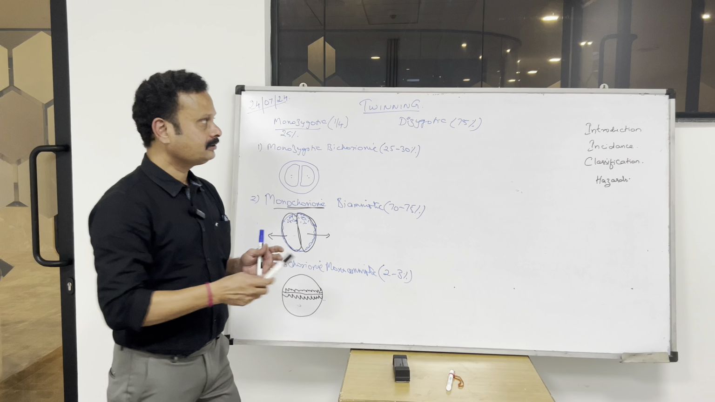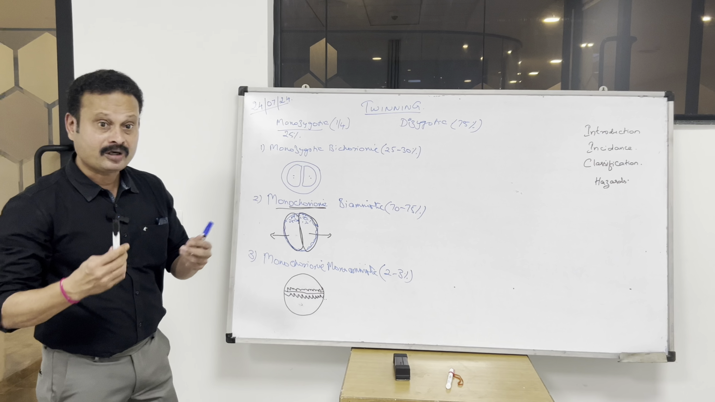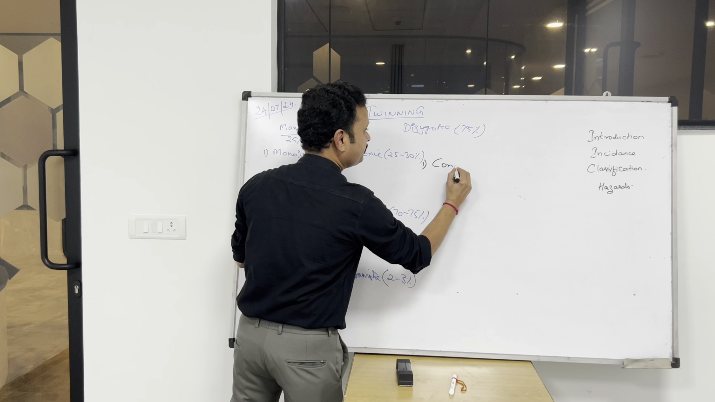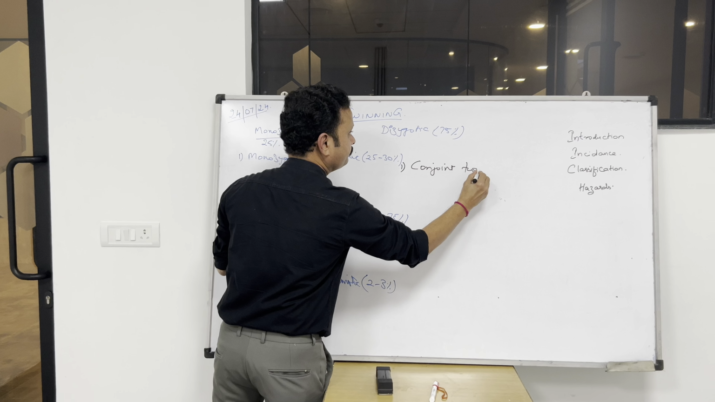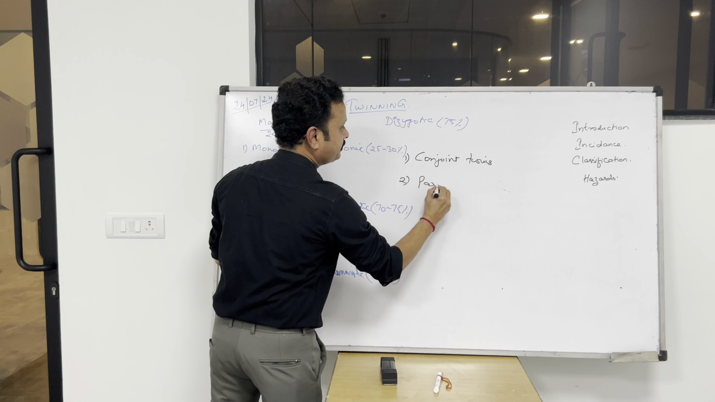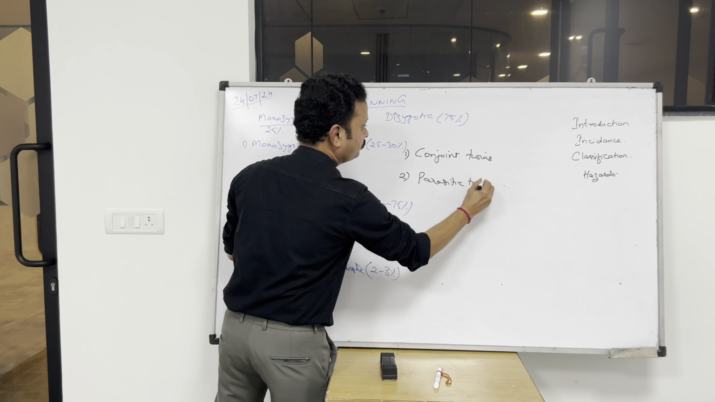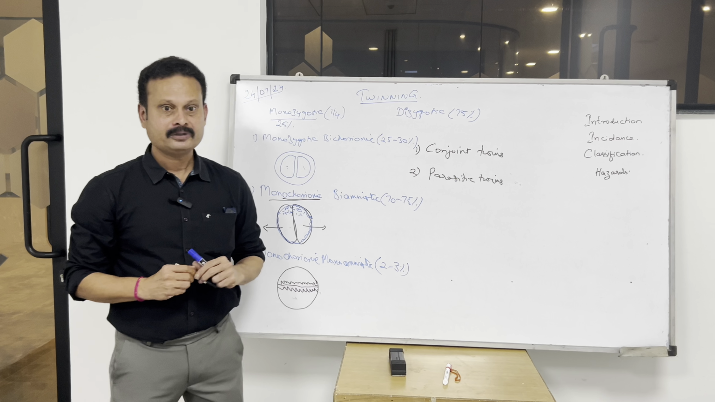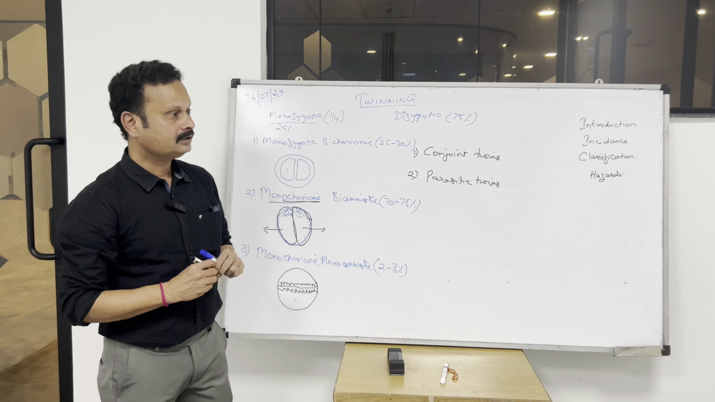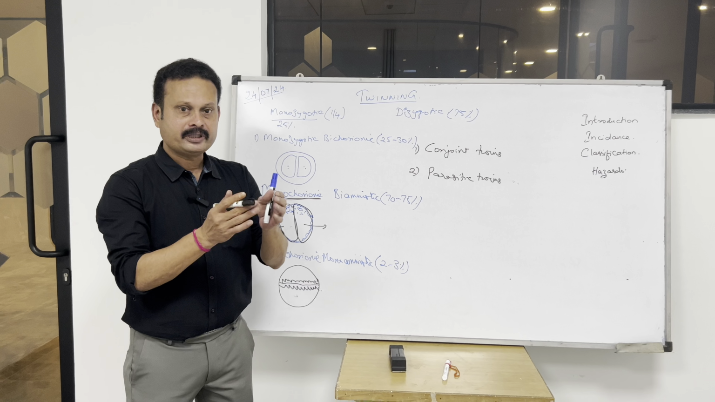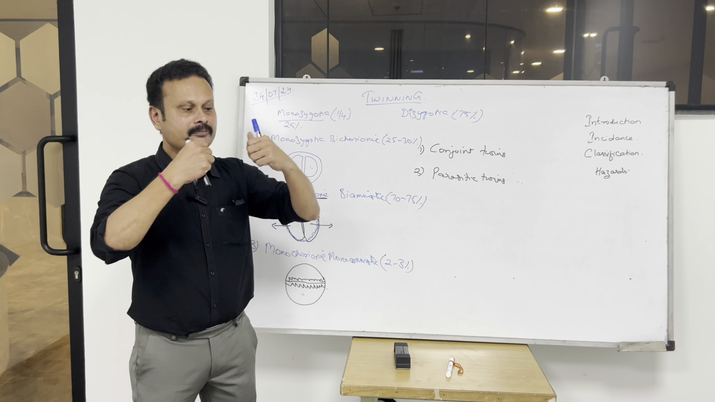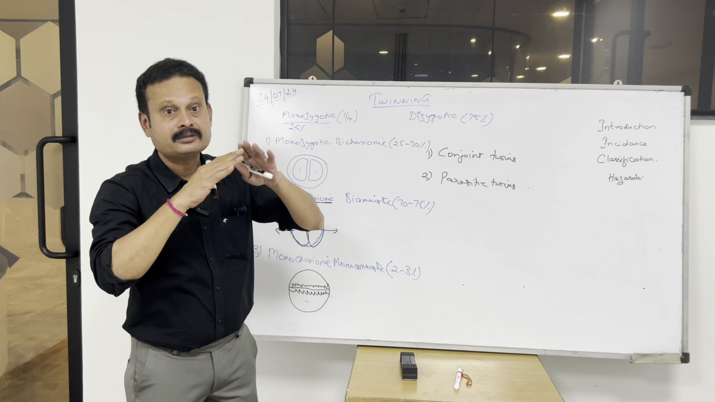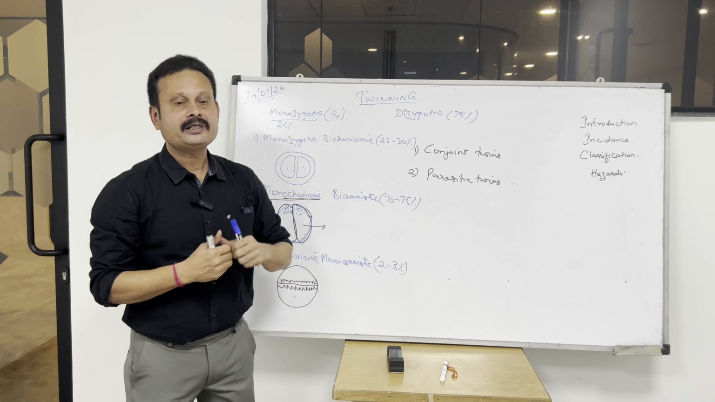During this process, a few hazards can be formed. Number one, conjoint twins. And number two, parasitic twins. Under this type of twinning, these hazards can be formed. Under the first one, conjoint twinning, you might have heard, two embryos or two children united by the head, which becomes difficult to separate. That we call craniophagus.